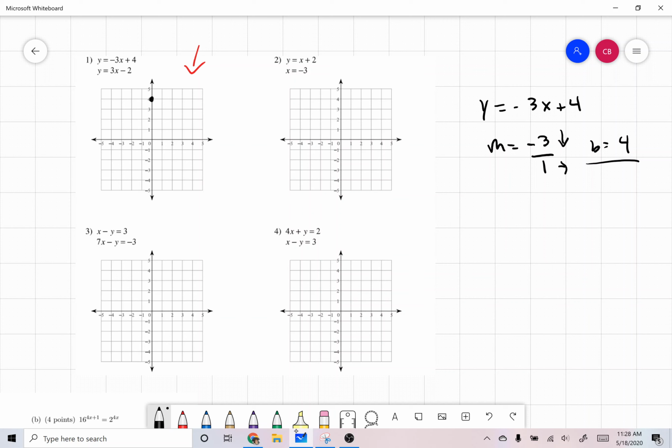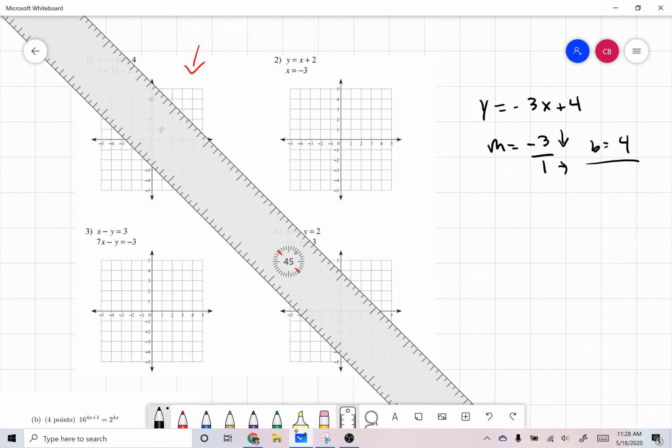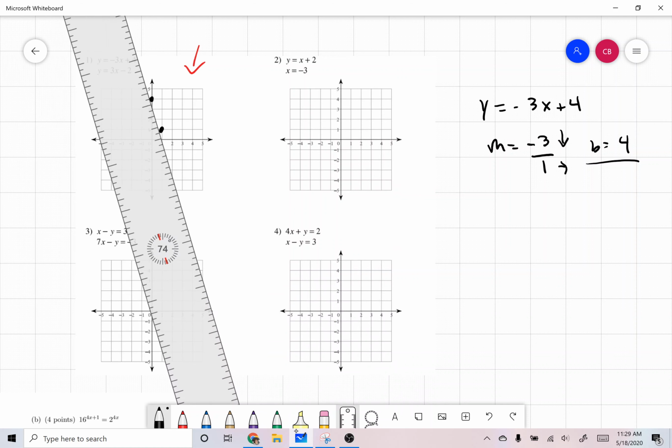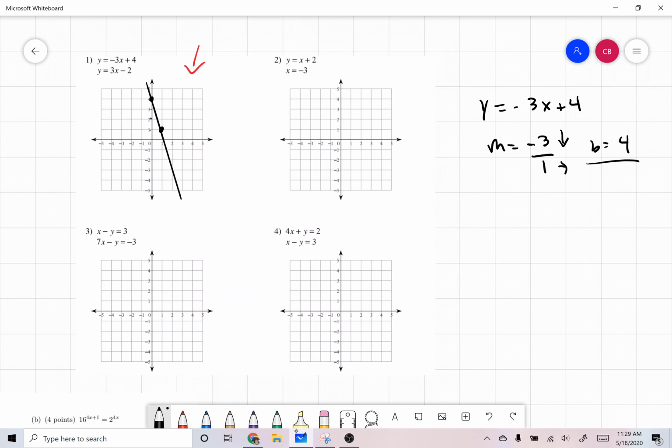And we're going to go down 3, 1, 2, 3, and over 1. So we put a point there. And since I have a ruler, I might as well try and use it, because it might help us see this a little better. But we go and graph that, and that is taken care of.